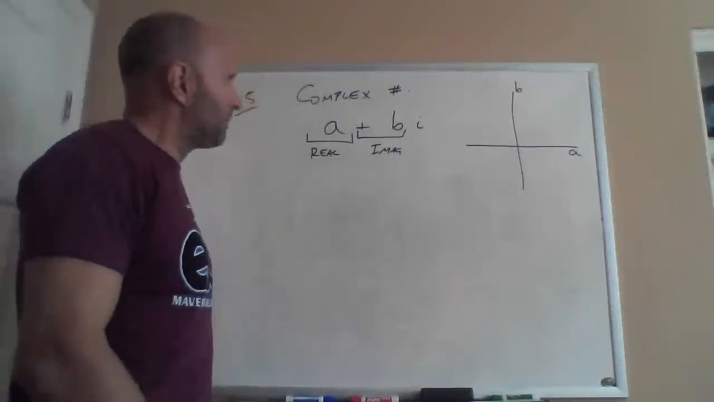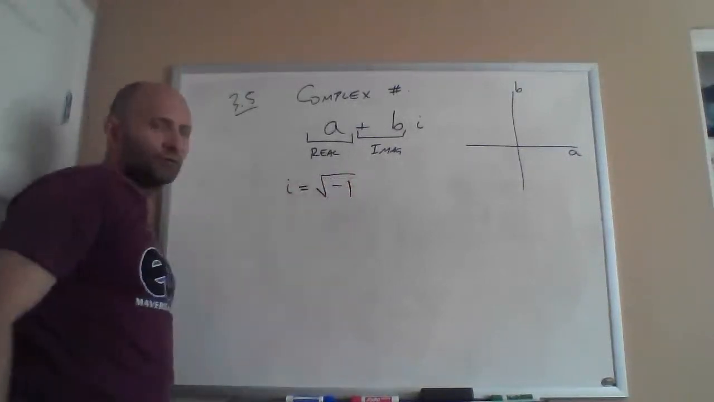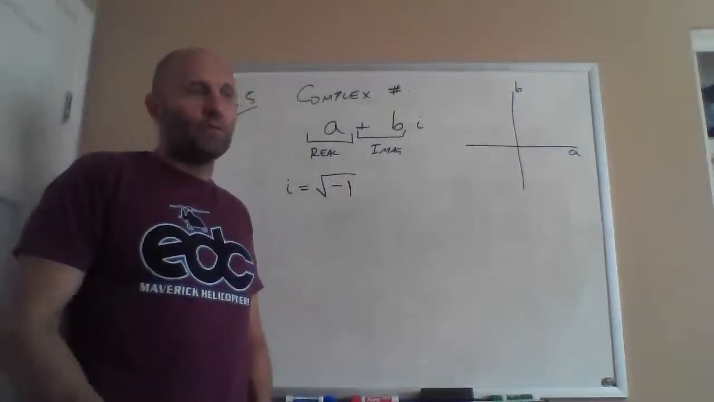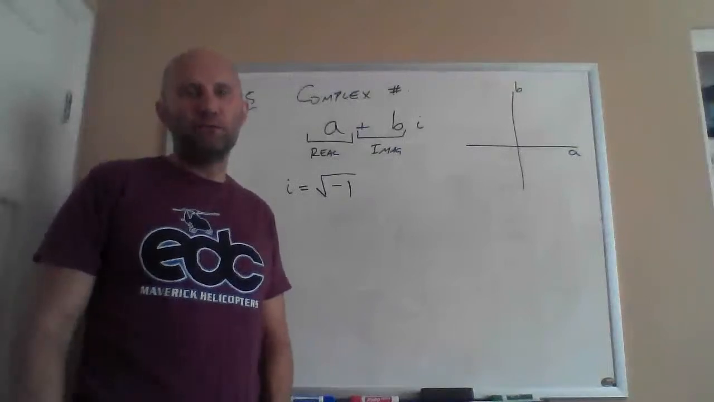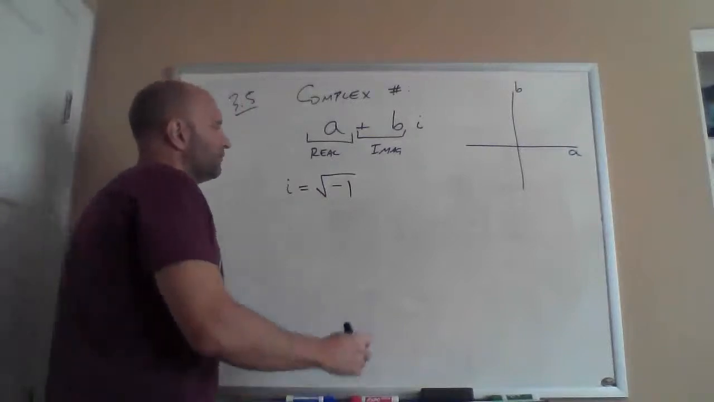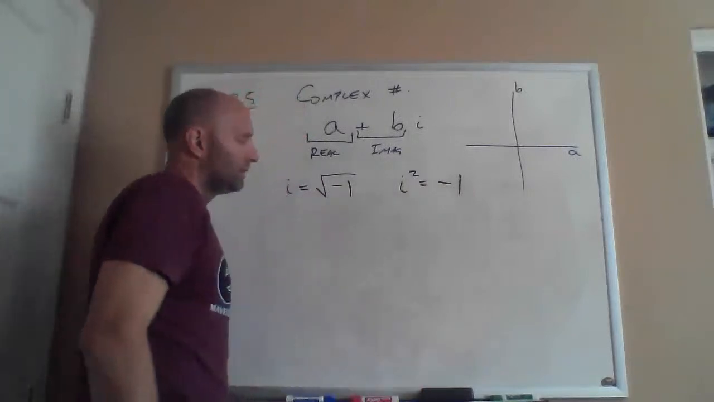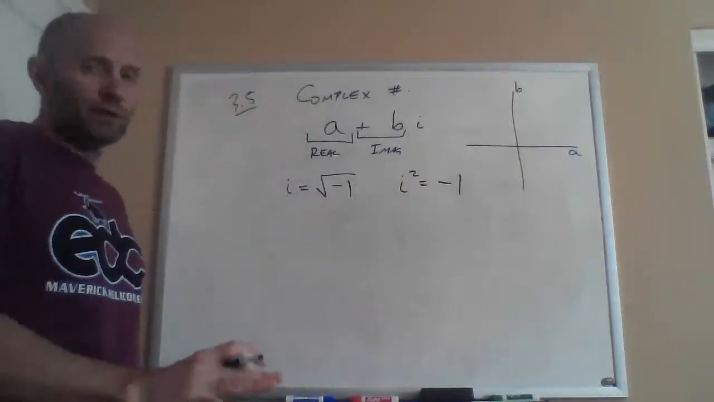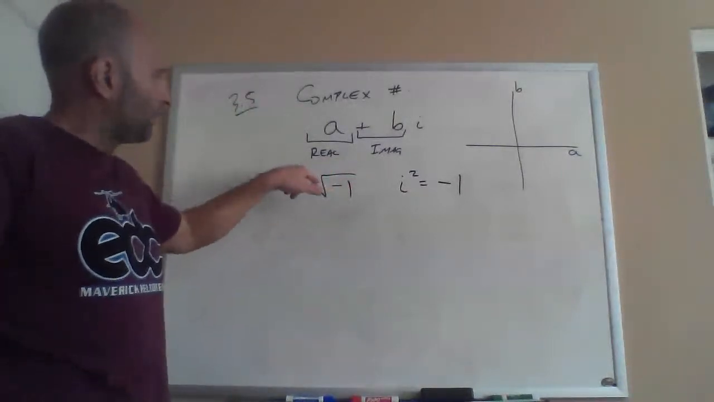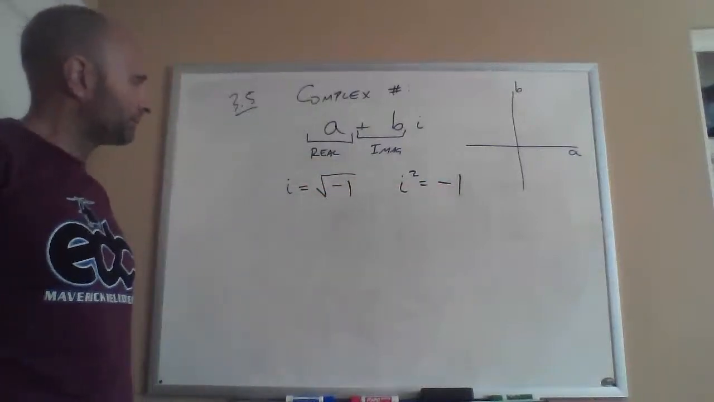Now, what is this imaginary part? What is this i? Well, i is equal to the square root of -1. Up until right now, we've never been able to have a square root of a negative number. Now we can. i is the square root of -1. If I square both sides, i squared is equal to what? i squared is equal to -1. Just square this side, you get i squared. Square this side, it takes out the square root. So I'm left with -1.